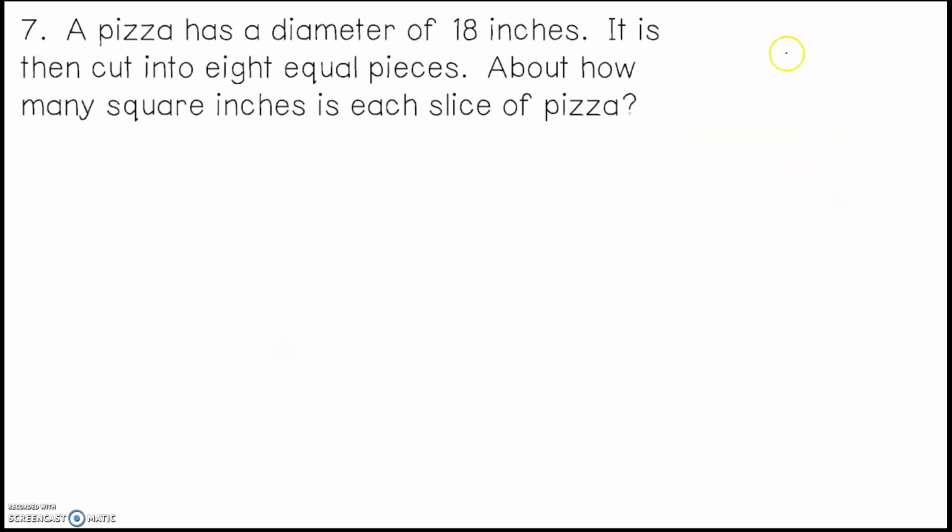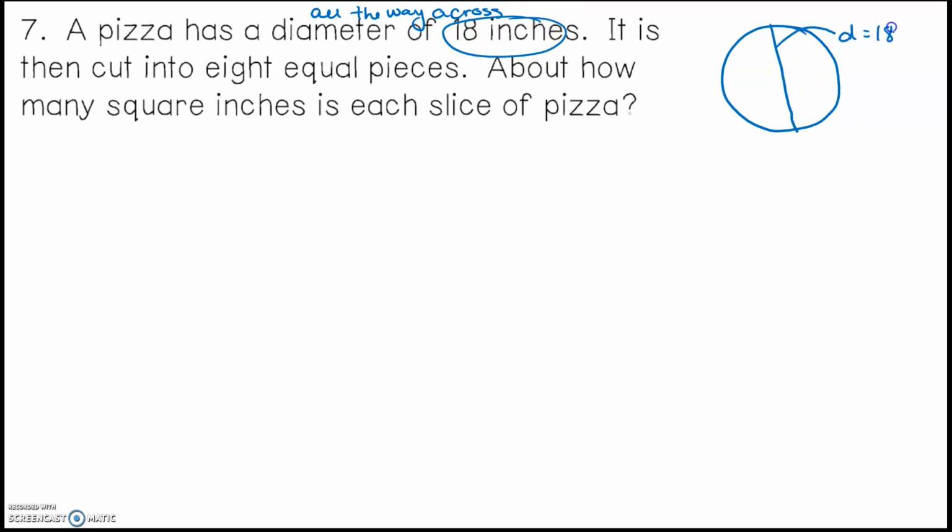Okay, 6. A pizza has a diameter. Diameter, remember, goes all the way across. Of 18 inches. So this is a diameter equals 18 inches. It's then cut into 8 equal pieces. So we cut this puppy into 8 pieces. Okay, about how many square inches is each slice of pizza? Well, when we do that, this is finding the area of one slice of pizza. That's our ultimate goal right here. Okay.